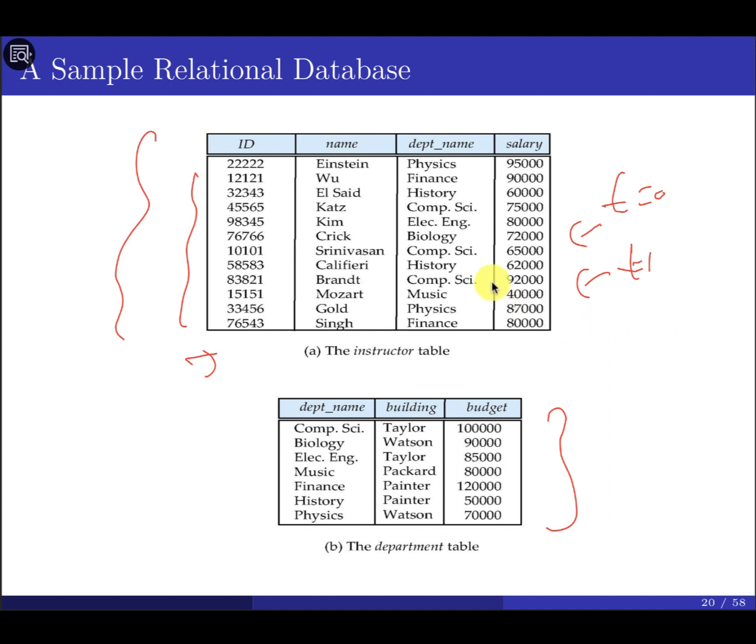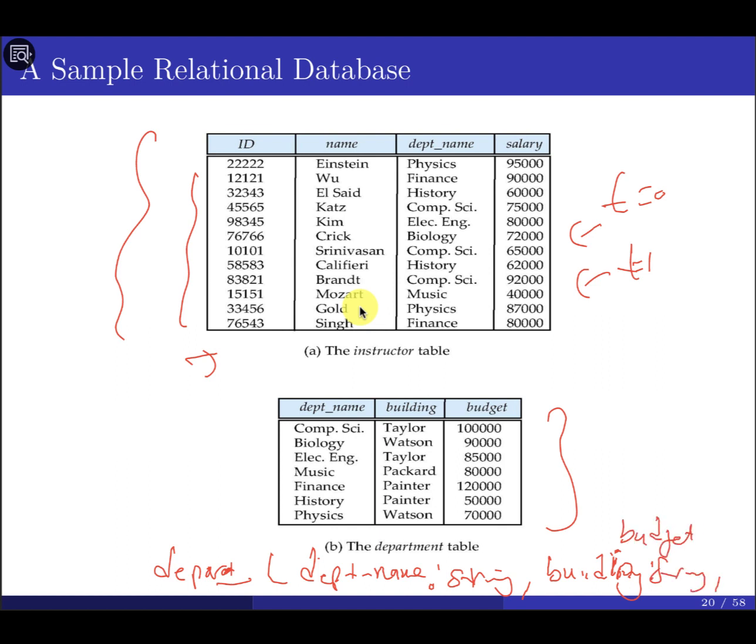Clear? So let's write the schema. What is the schema of the department here? It's going to have the department name, I'm lazy, I'm not going to write the entire name. The data type is going to be string. And let's say the building, it's going to be string. And let's say the budget, maybe it's going to be double. Okay, so this is the schema of the department.